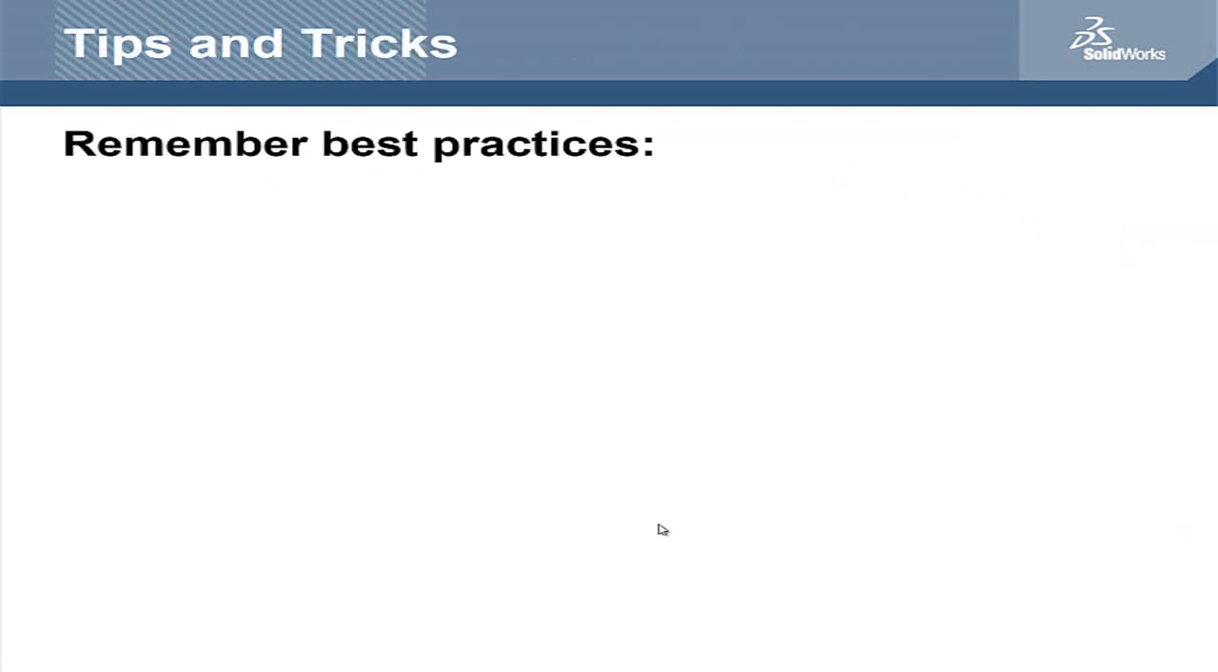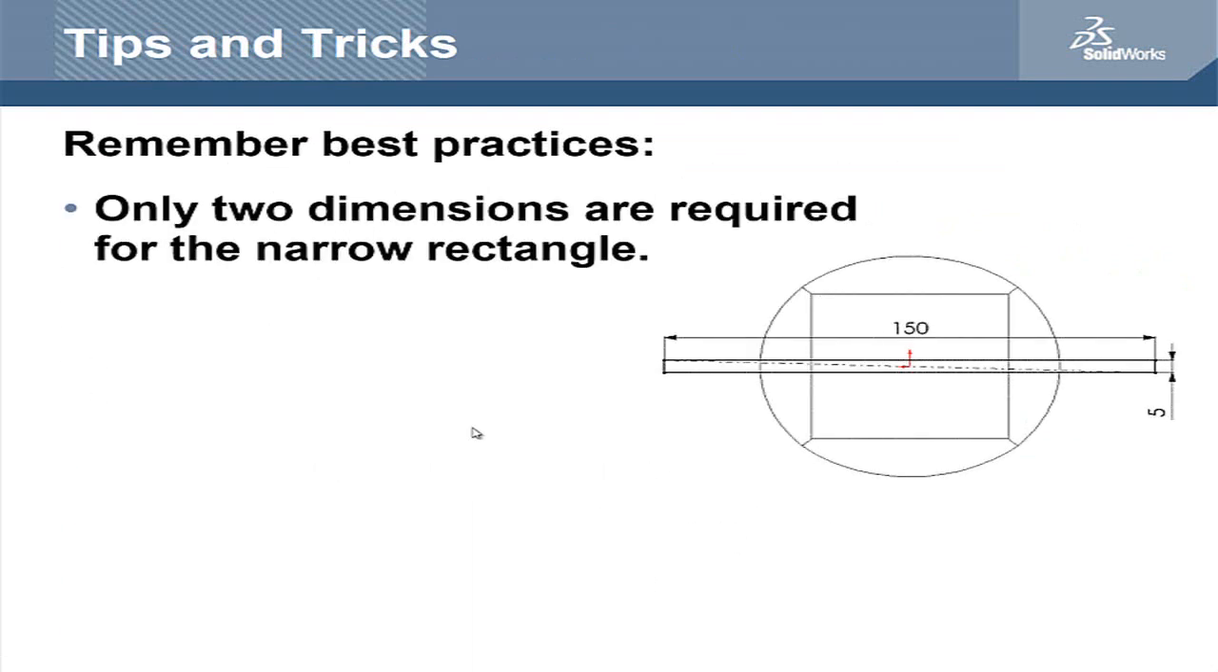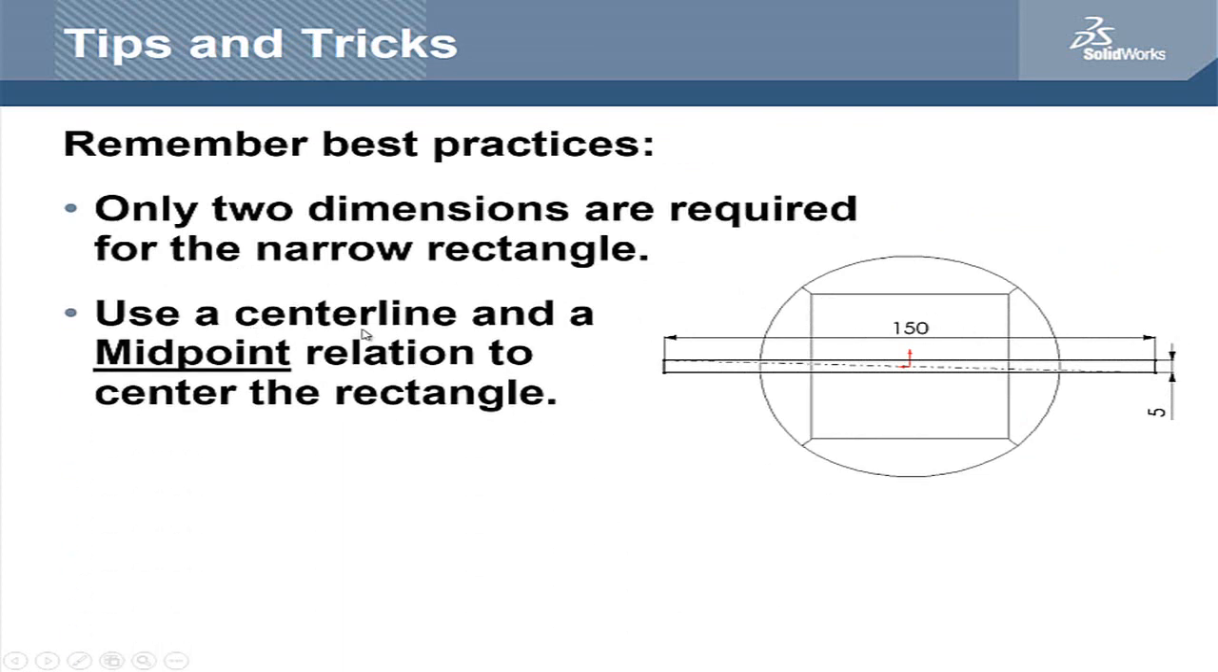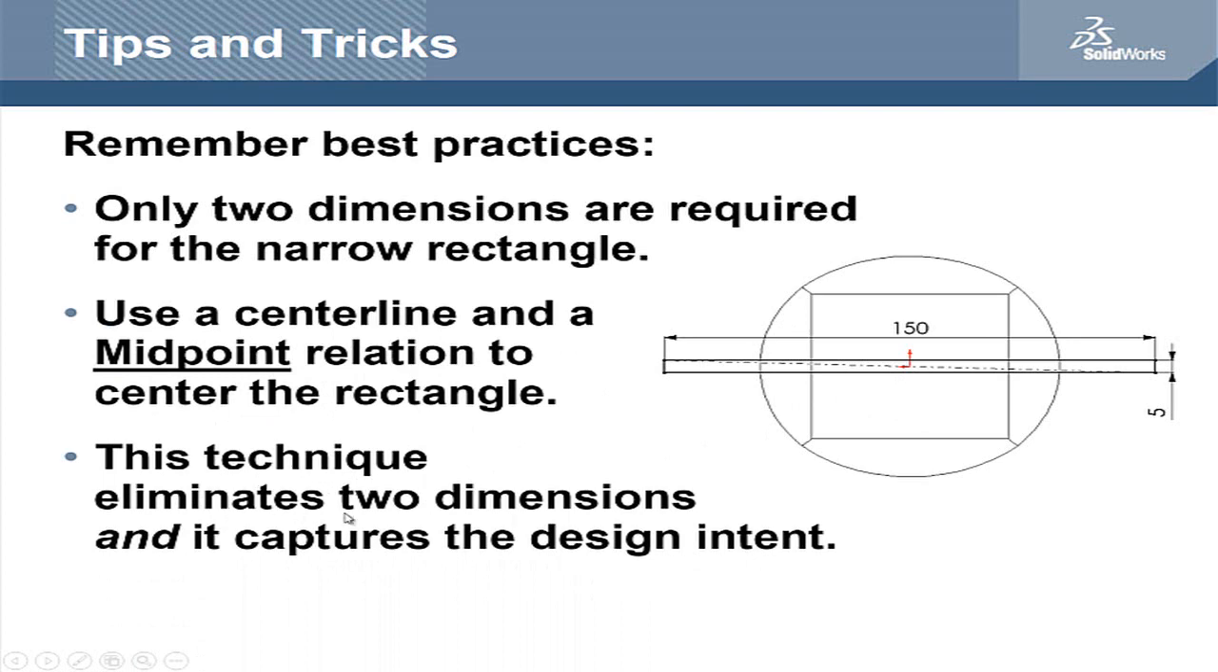Tips and tricks. Remember, the best practice is that only 2 dimensions are required for the narrow rectangle, up and across. Use a center line and a midpoint relation to center the rectangle. Ba-bam! This technique eliminates 2 dimensions and it captures the design intent.